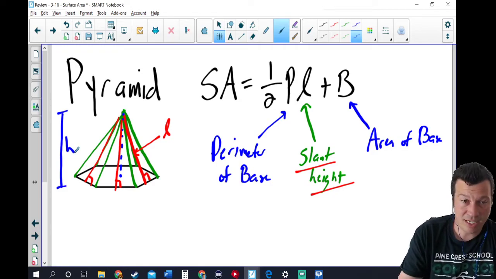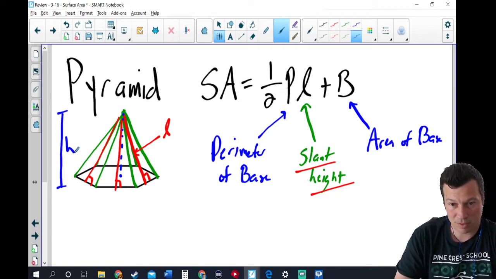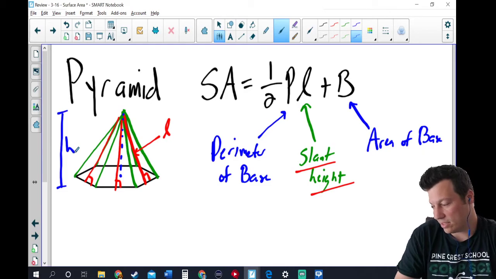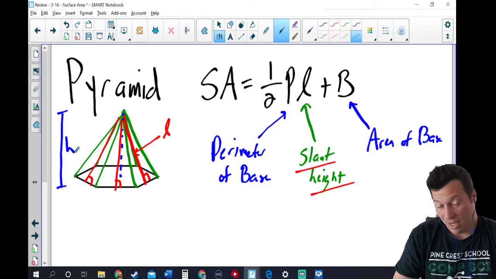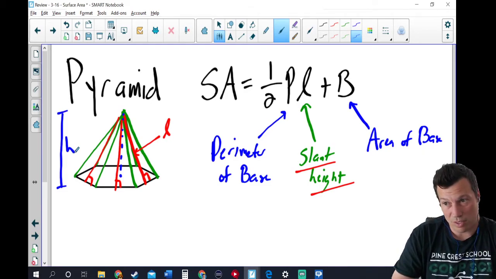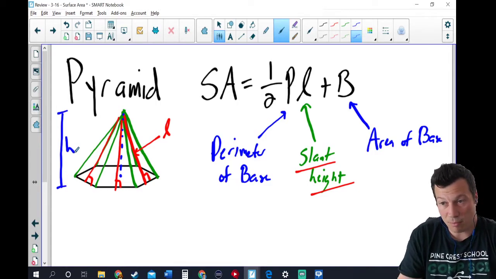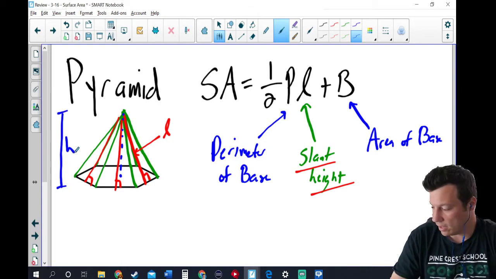Sometimes you might need the height to find the slant height. Pythagorean theorem happens, right? And so basically we can find out all the stuff that we need from there. Again, it's more of a process than just plugging in 3 numbers. We got to find those numbers, deal with them, all that good stuff. But it's still pretty good.